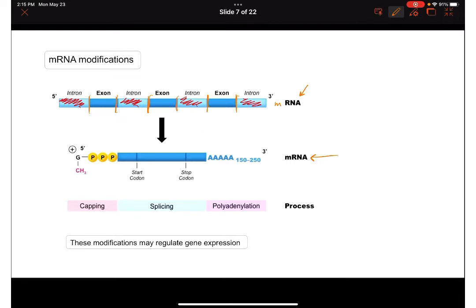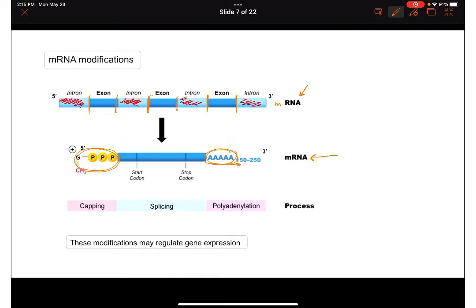And then there's a couple other regions at the 5' region. It forms what we call a 5' cap. And at the 3' region, it forms this poly A tail, this string of adenines just going off the end.